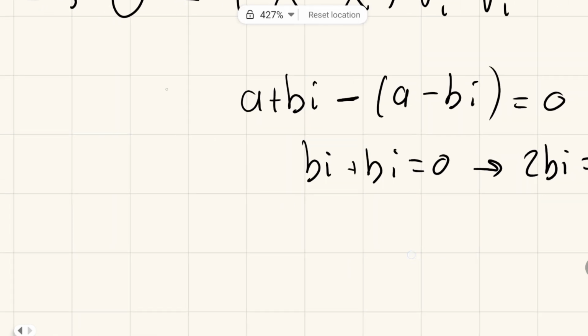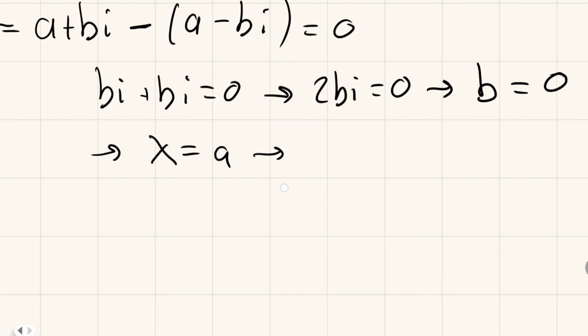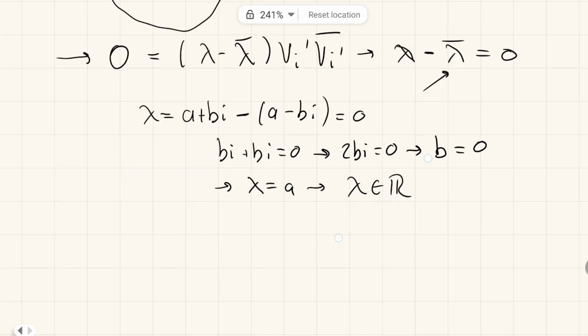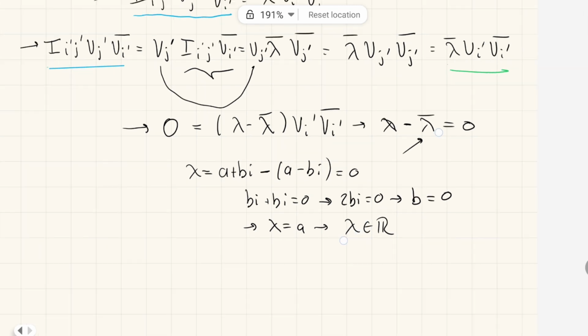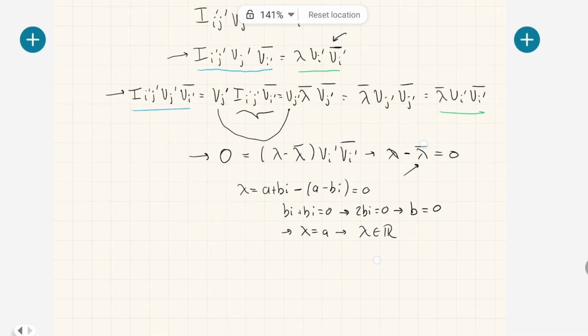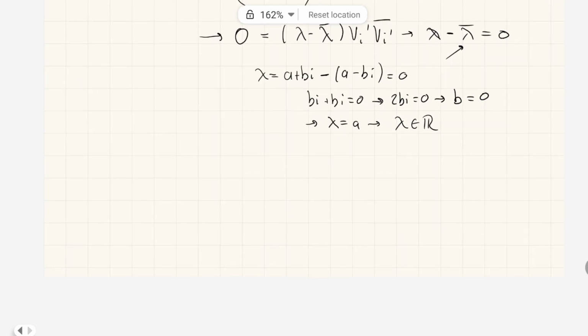So if we assume that lambda was equal to a plus bi, and we found that b is equal to 0, that means that lambda is just equal to a. So lambda is, of course, just a real number. Lambda is not a complex number. That is what we wanted to show with this procedure. An important fact, because that means that the eigenvalues of the matrix I are just going to be real numbers.